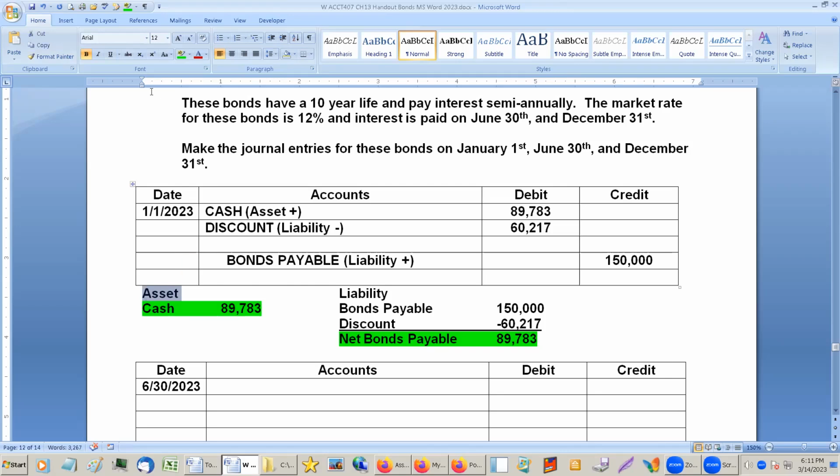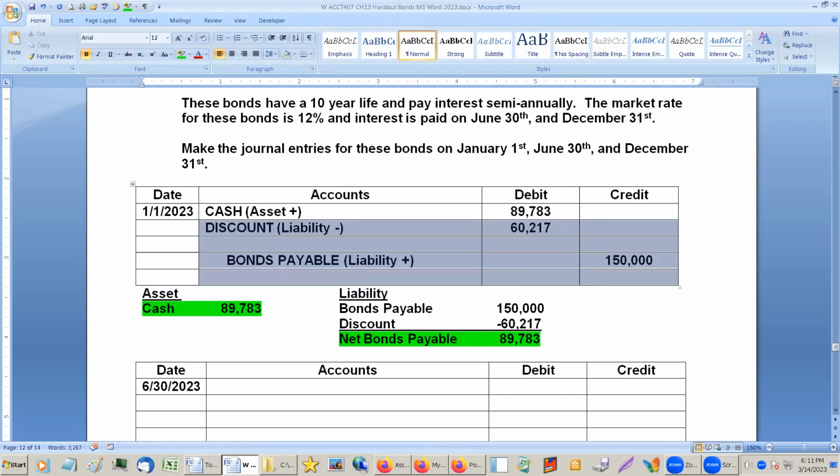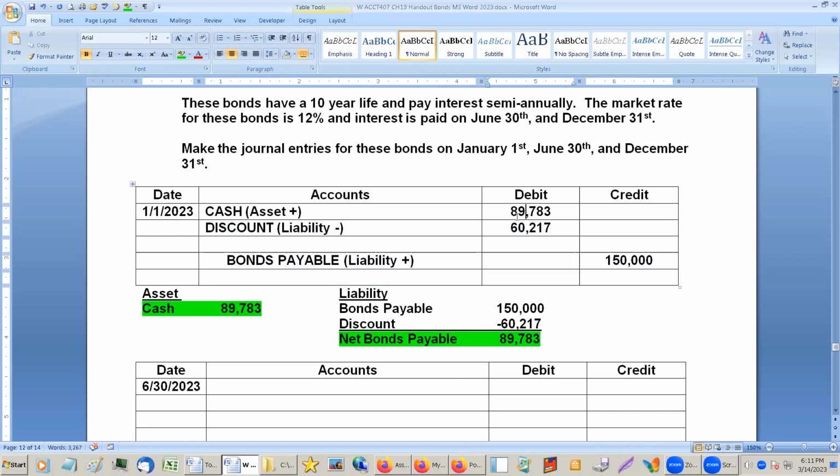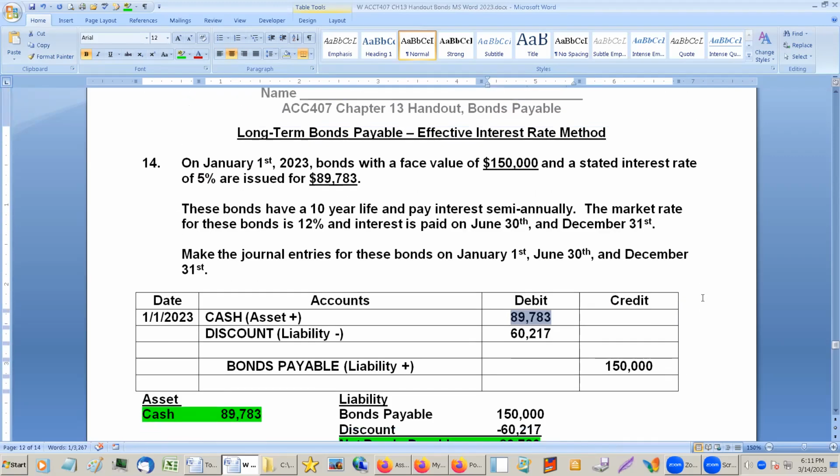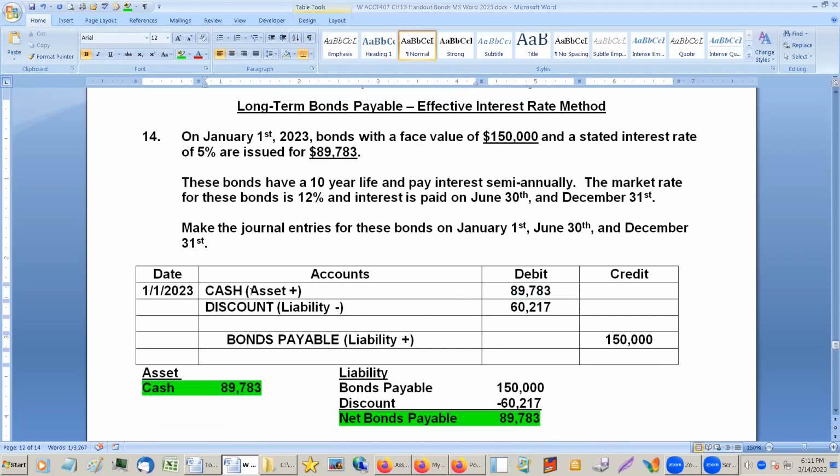So the asset we picked up was this. This is the liability. Again, they have to equal. So they're going to be the same. And if you think about it, the reality of it is, what did we do? We borrowed 89,783. That's how much cash they gave us. That's what we borrowed, and we borrowed it at 12%.